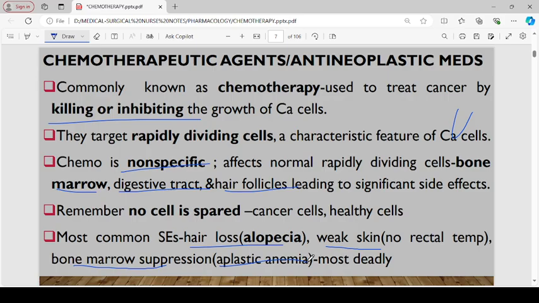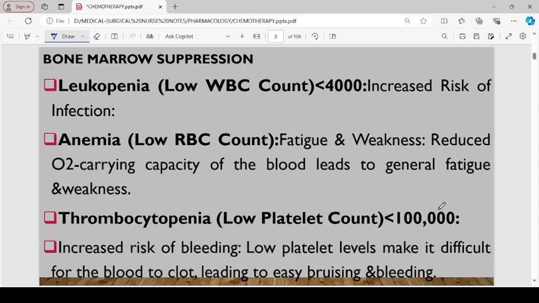All right. Remember, when someone has a weak skin, such patients will not be carrying out the rectal temperature, okay, because these mucous membranes can easily be severed, resulting in bleeding and other unnecessary complications. So bone marrow suppression is the most feared.